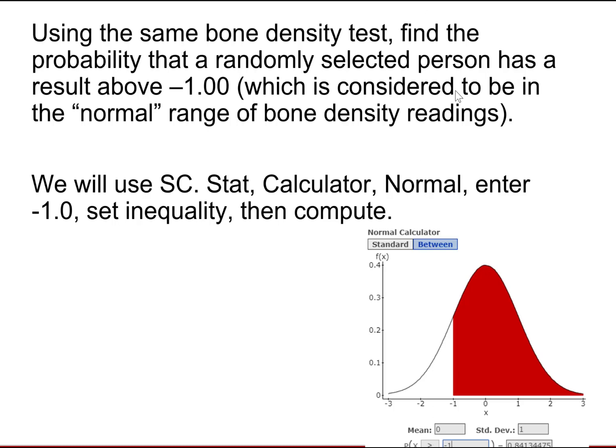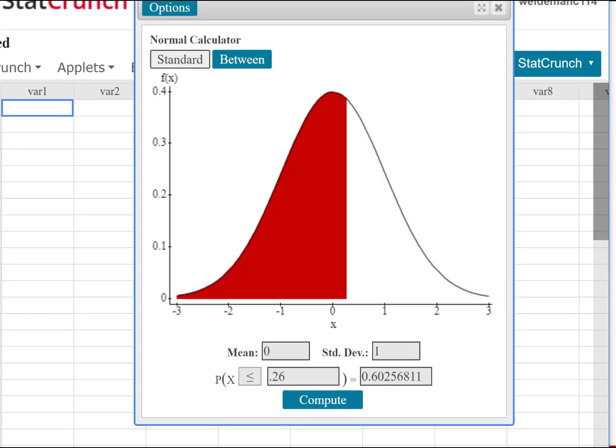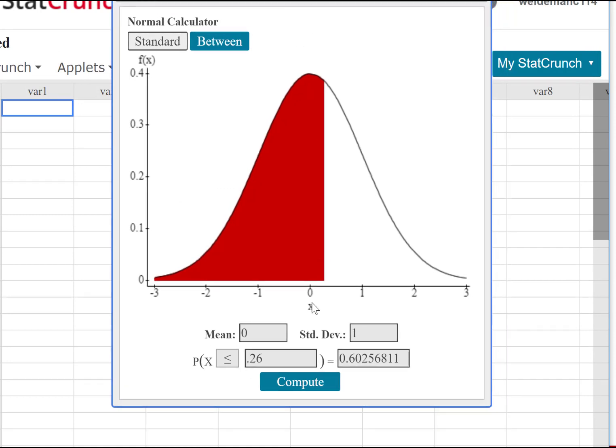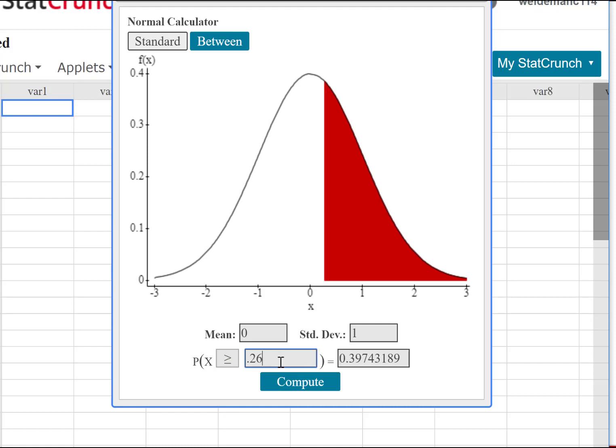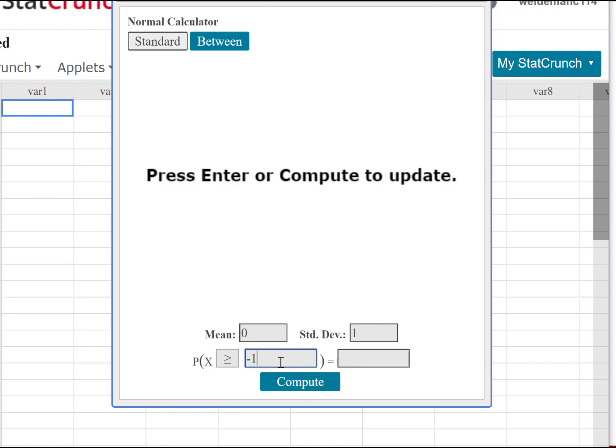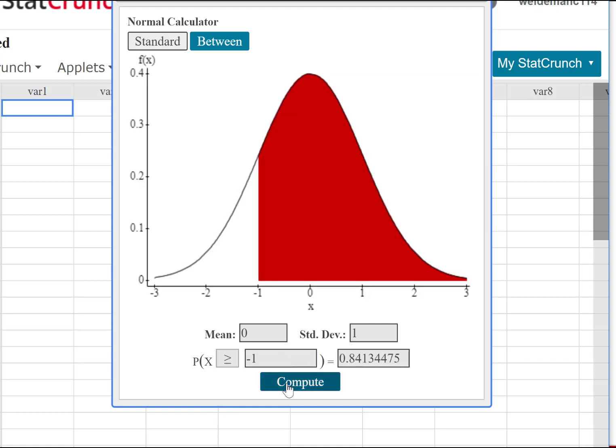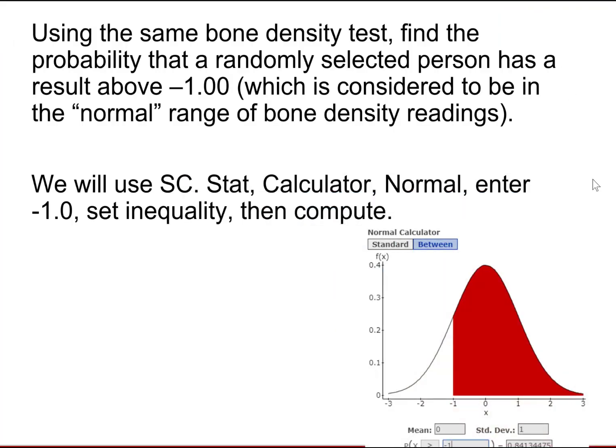I don't know if you can see that. Hopefully you can. Let me pull up the tool for a second. I'm not sure that's showing up in the window. Go back up here. So we wanted this to be greater than or equal to, and I want it to be -1, compute. And again, there's that drop-down that I use right there. And again, with my screenshots, it's 0.8413.